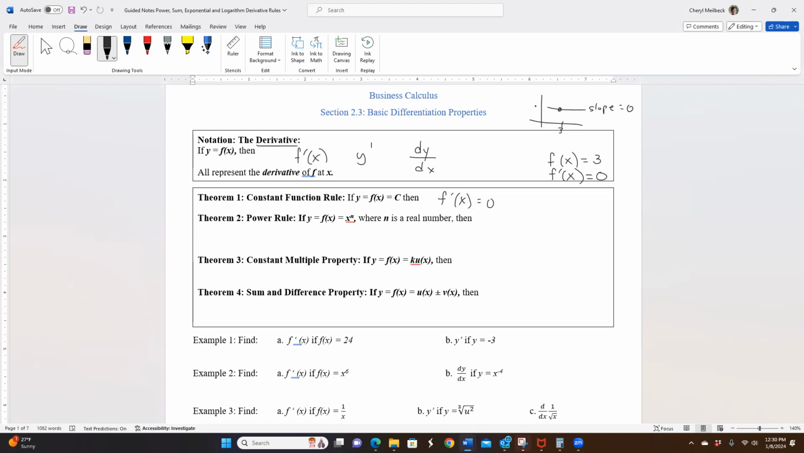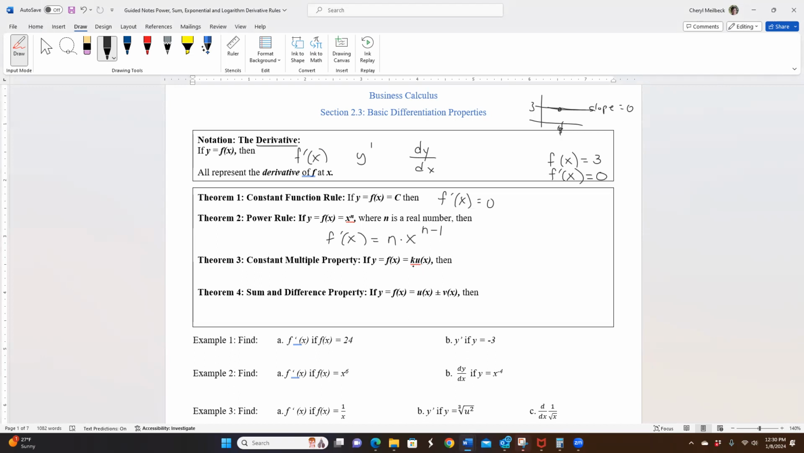And of course, if you have the line y equals 3, it does have a slope of 0. So the derivative of just any number is 0. The power rule states that if you have x to some power n, then the derivative is that power n times x to the n minus 1. So you will take whatever the exponent was, multiply it by the x, and subtract 1 from the exponent.